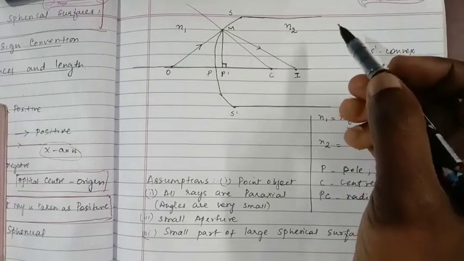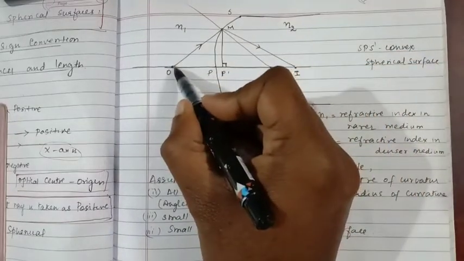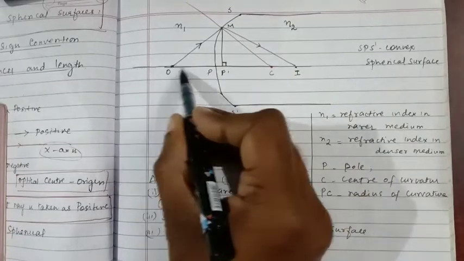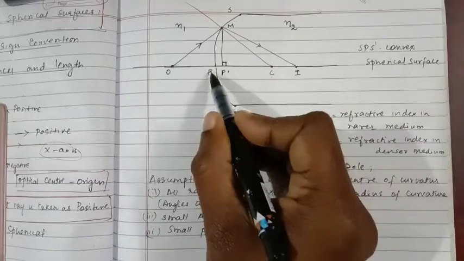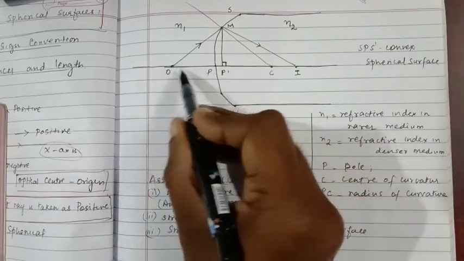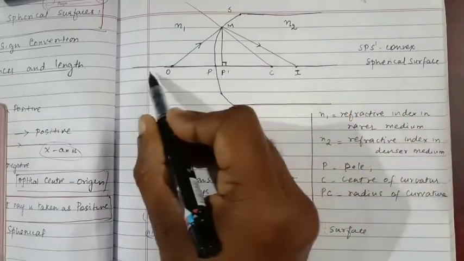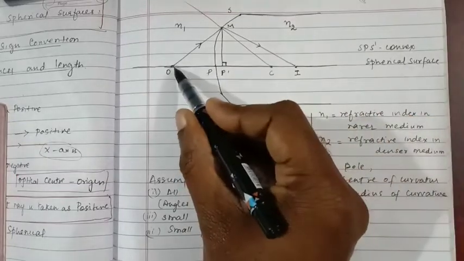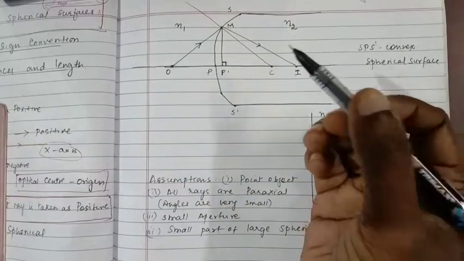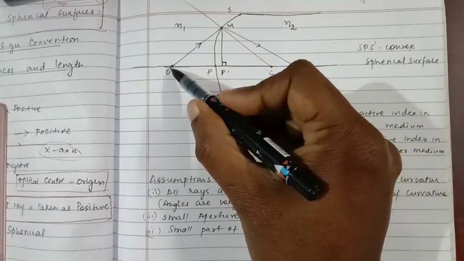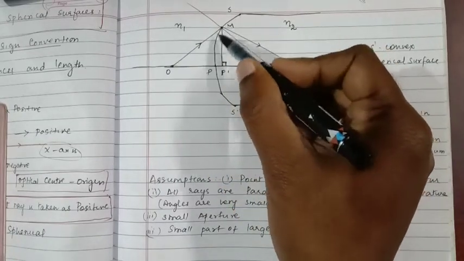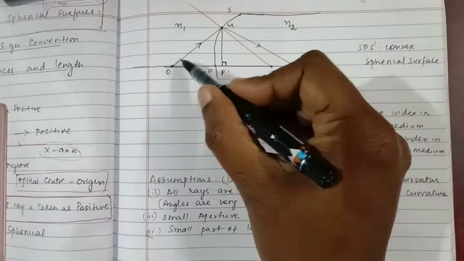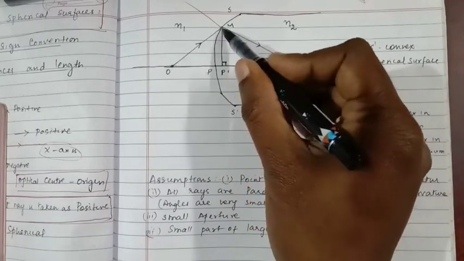Now I am keeping a point object along the principal axis. This is the principal axis that is passing through the pole. So I am keeping a point object. Now, this point object's ray is incident at point M on the spherical surface. OM is the incident ray.